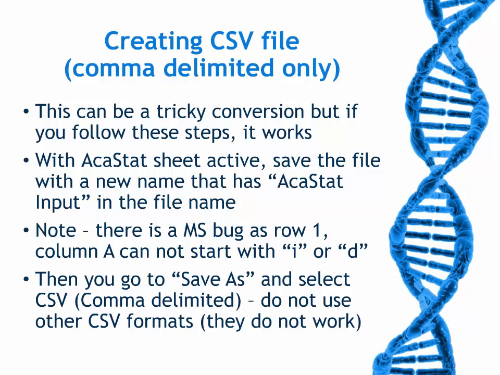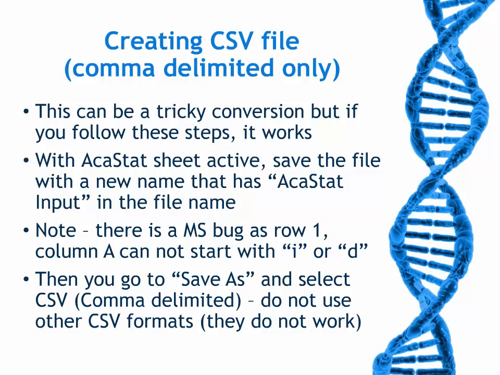If you follow the steps, it works. So with the AcaStat sheet active, save the file and change the name to include AcaStat input, which is going to be a new name to separate your files and make this an input file to AcaStat only. Note that in column 1 and row 1, if you have I or D and you're on Microsoft either 2003 or 2013, which I was, this will cause a bug. So I had to change ID to family tree and ID so the bug would be eliminated.